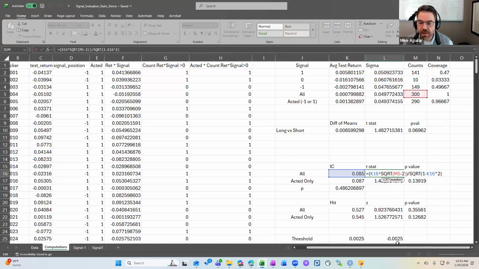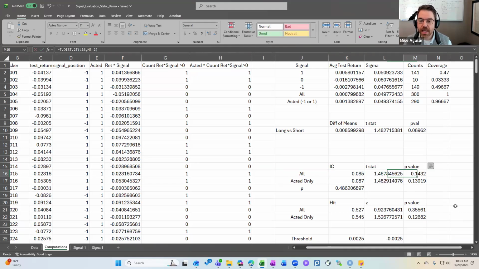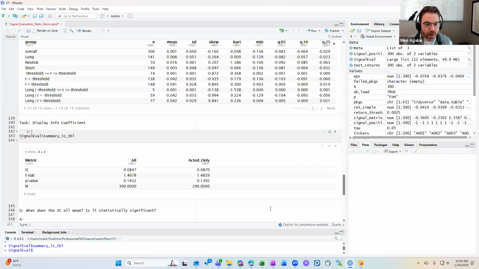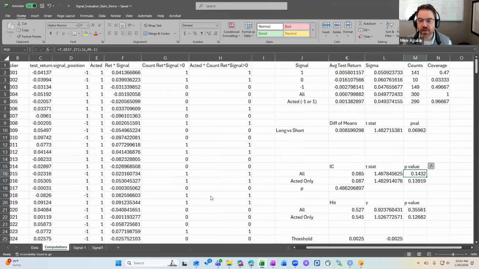I can construct the test statistic of the form that I showed you on the slides, and then I can construct the associated p-value. It's a two-tailed t-distribution, with M5, so that's all of the assets, minus 2 degrees of freedom. 0.14 should match in the ballpark of what we got here: 0.14, 0.087, 1.4767.